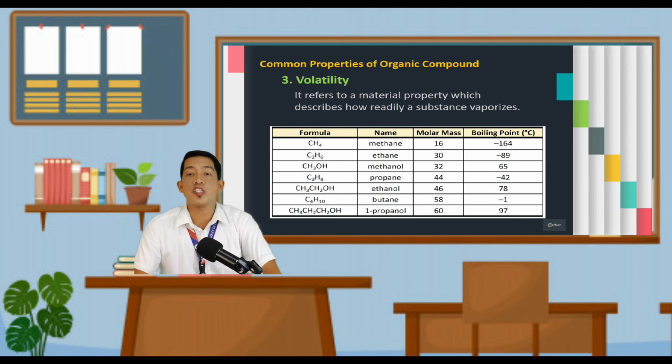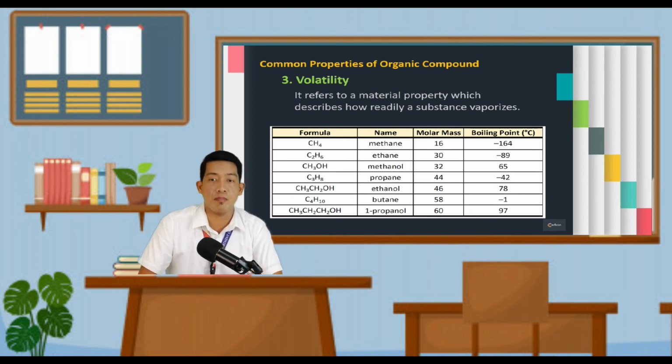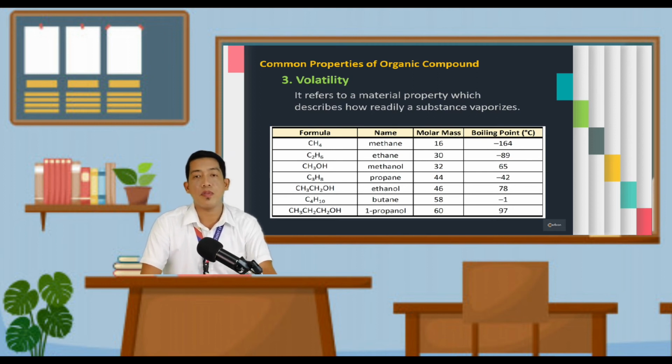Some organic compounds are more volatile than other types of organic compounds, depending on the amount of vapor pressure and the boiling point of the substance. Okay? Based on the table, we have sets of examples, the formula, its name, its corresponding molar mass, and boiling point of every set of samples. Take a look at the table. What have you observed?